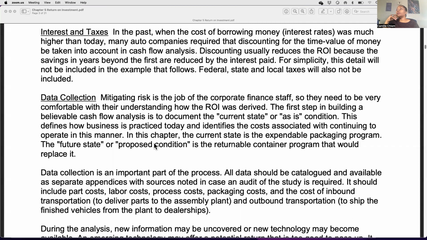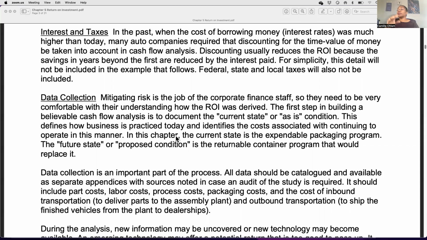So this is just talking about how you build the cash flow analysis. You want to make it as believable as possible. You want to use what's really happening versus what you want to happen. Because if you want to have 900 containers, but you learn that you really need 1,200, you want to go with that.